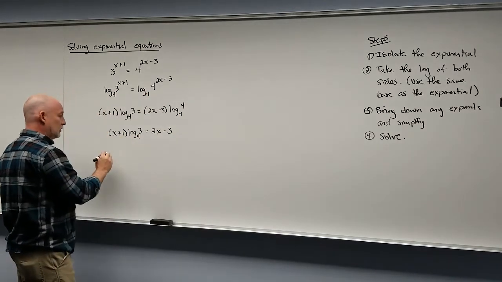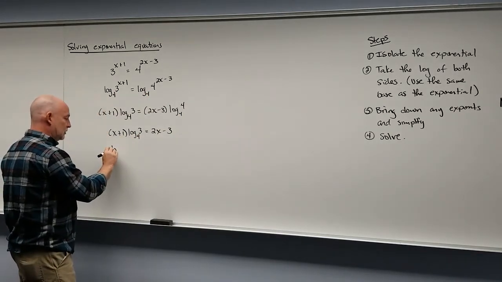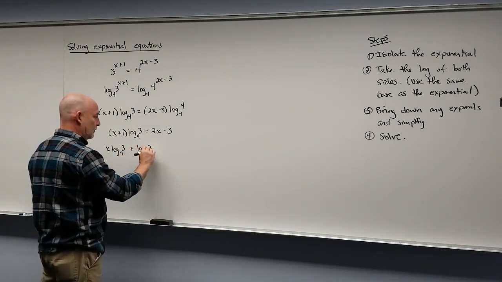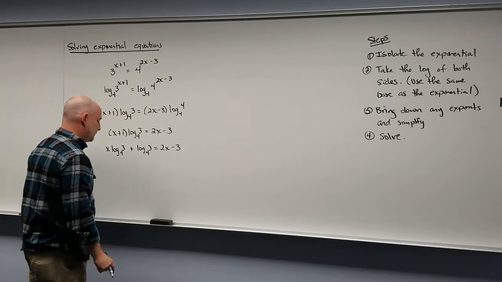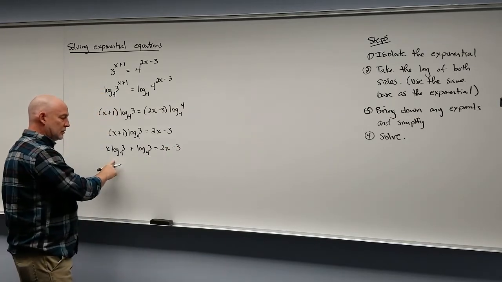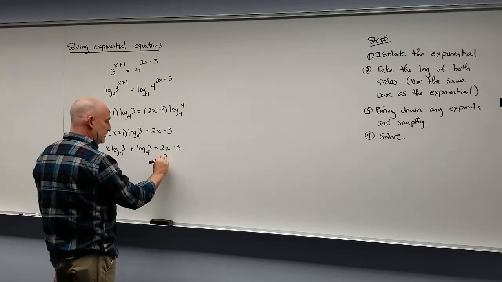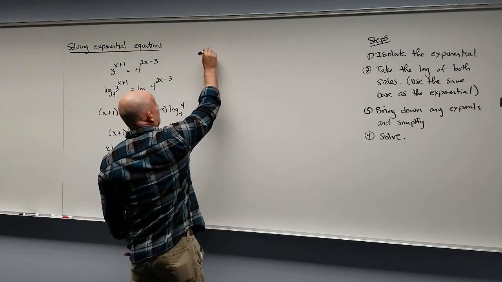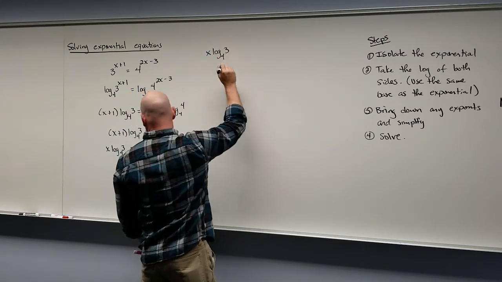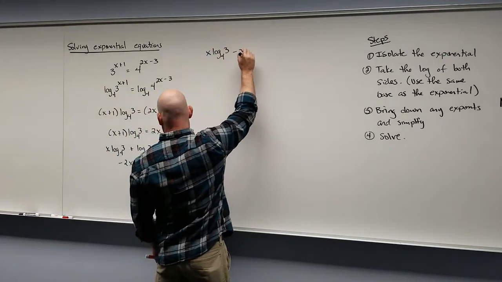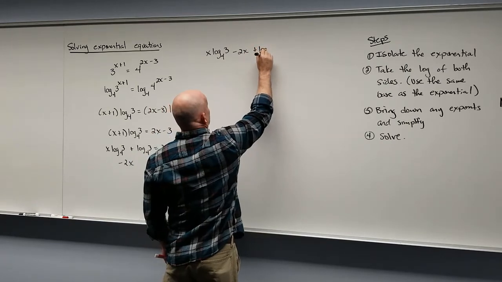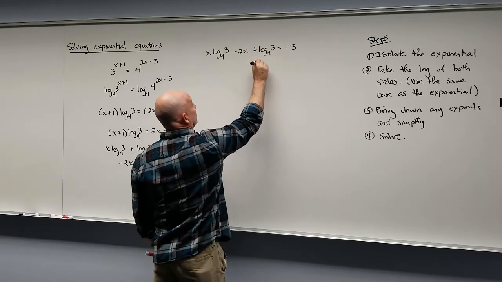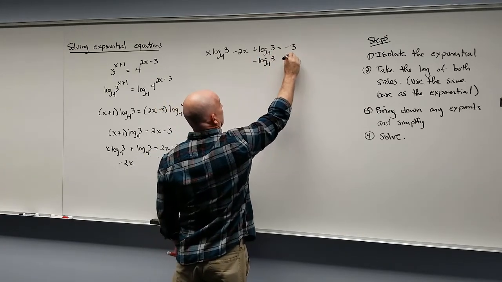We're going to distribute here. So this is x times log base 4 of 3 plus 1 times log base 4 of 3, equals 2x minus 3. We need to get all of our x's to one side, everything that doesn't have an x to the other side. So let's move our x's over here. So I have x log base 4 of 3 minus 2x plus log base 4 of 3 is equal to negative 3.